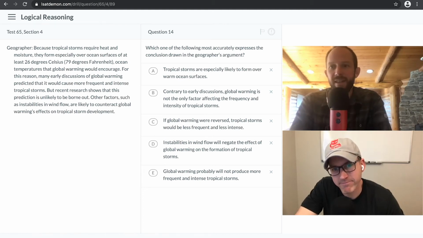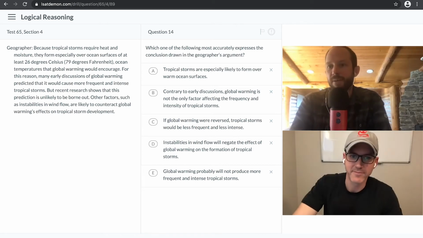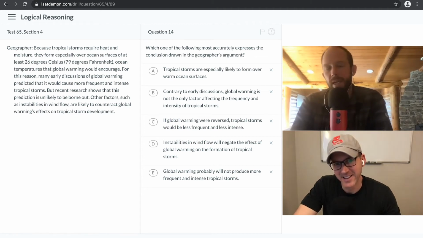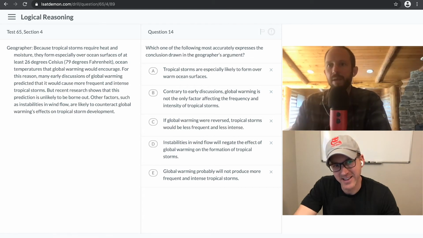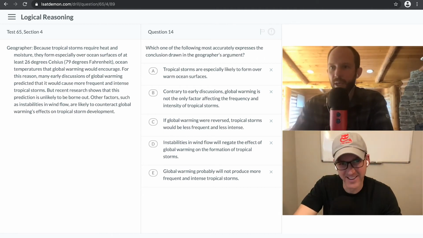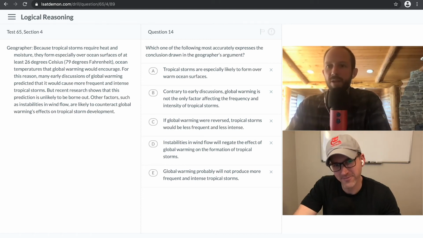Totally. Now, I bet a Kaplan student misses this question every time. They just pick A because they read the question stem first. Oh, main conclusion, I'm going to look for keywords. Yeah, tropical storms are especially likely to form over warm ocean surfaces. It says "for this reason." You know, I learned that if I look for those keywords, it's going to tell me every time what the conclusion is. And sure enough, you're going to fall into their trap.